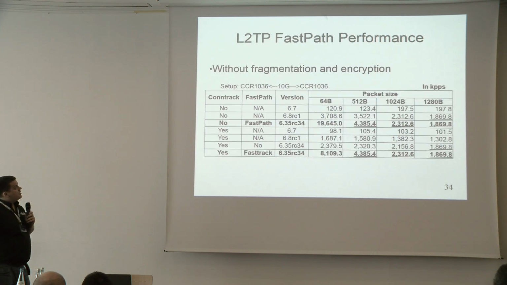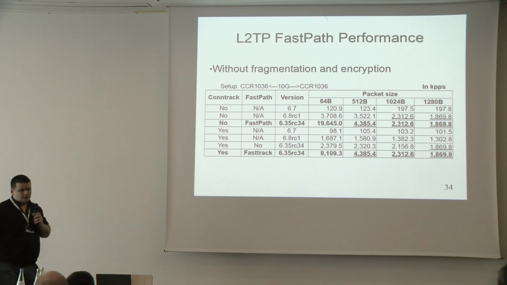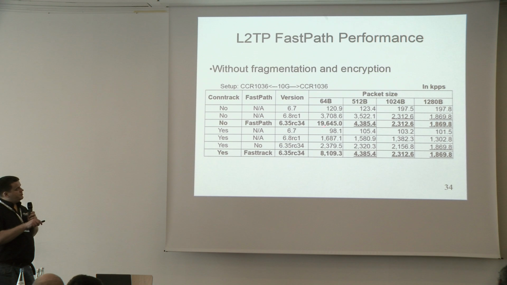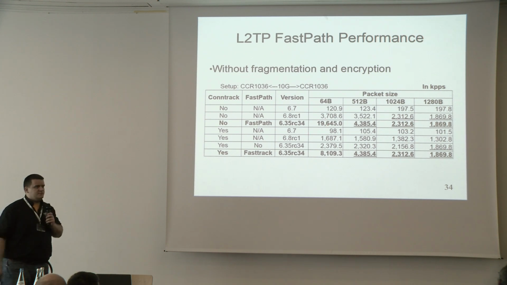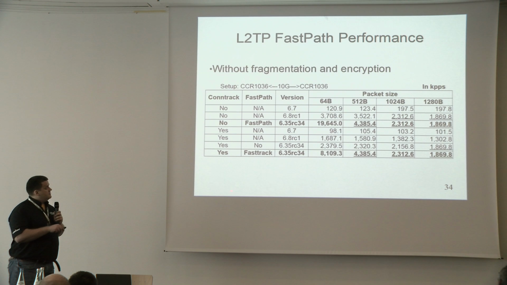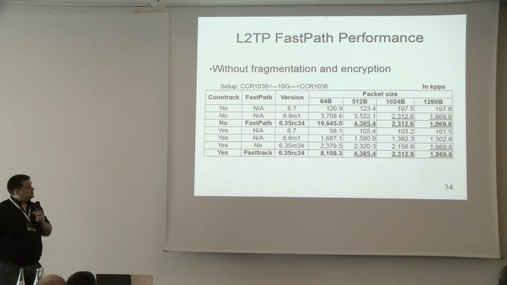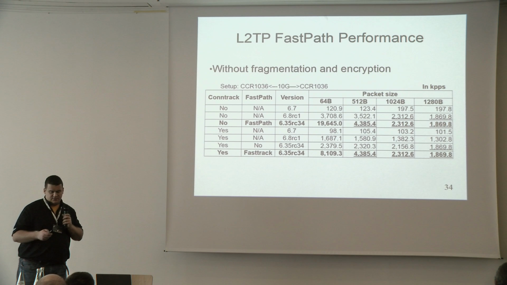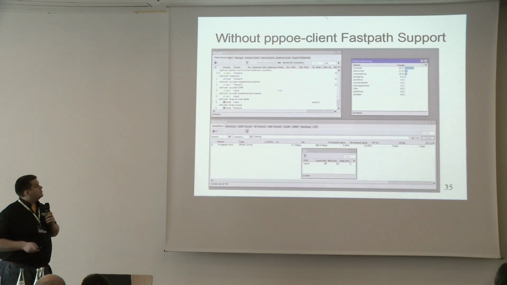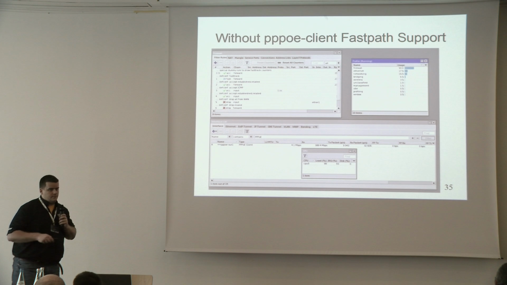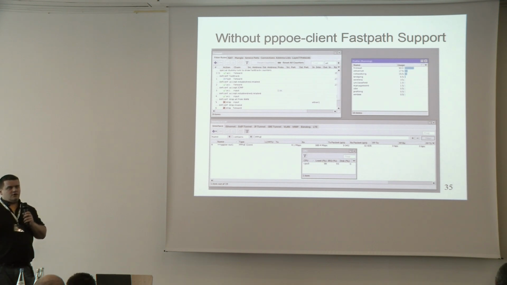Here you have exactly the same setup, but this time I ran an L2TP performance comparison. As you can see, in the last step we got from 3.7 to 19.6 million packets per second over a single tunnel. And if you use connection tracking, now with Fasttrack, the difference is 3.5 times faster.